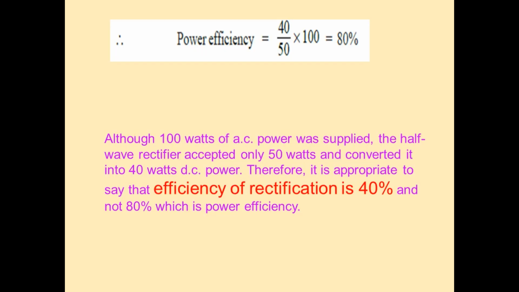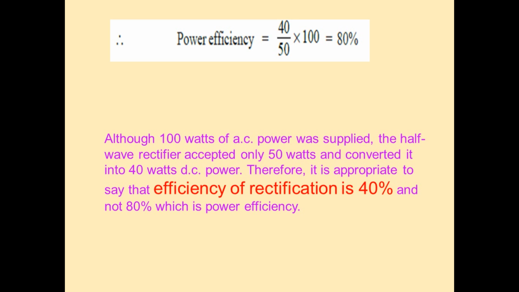So power efficiency, note down, power efficiency equals 40 divided by 50 into 100, that equals 80%. This is power efficiency, not the efficiency of half wave rectifier. In only a few cases they ask the power efficiency. Most of the cases they ask the efficiency of half wave rectifier only.